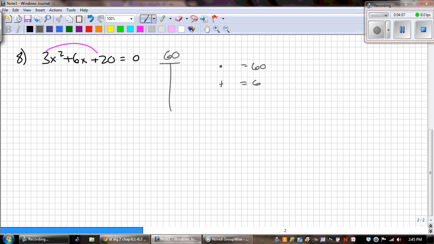Well, let's just figure out all the factors. We got 1 and 60, 2 and 30, good. 3 and 20, 4 and 15, 5 and 12, 6 and 10. So any of those gonna work? Nothing we can do. So how do we factor this?